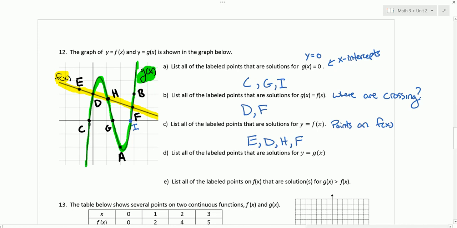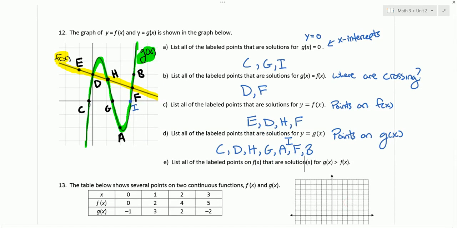D asks us to list all the labeled points that are solutions for y equals g of x. So those are points on g of x. The labeled points on g of x would be C, D, H, G, A, F, forgot I, and B.